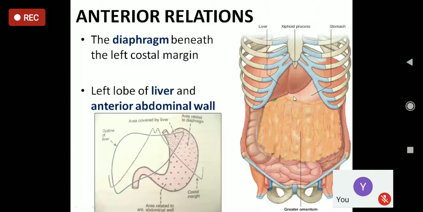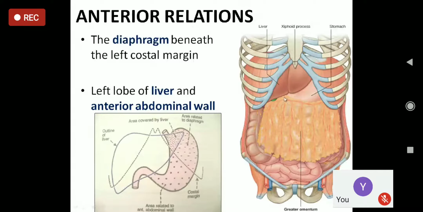See, the stomach is present here. This region is the area of the stomach. Its upper and left part is related with the left costal margin as well as the diaphragm. This diaphragm is separating the stomach from the left pleura. The left costal margin and the left dome of the diaphragm are related with the left upper part of the anterior superior surface of the stomach. And again, the right upper part is related with the left lobe of the liver.